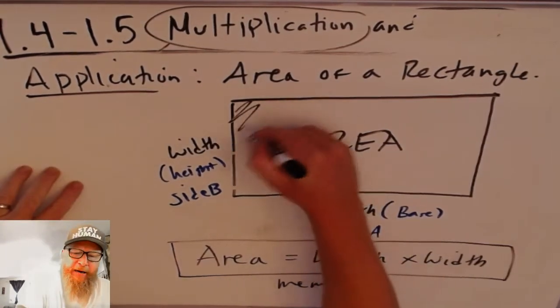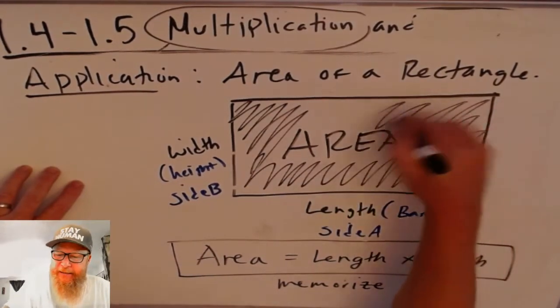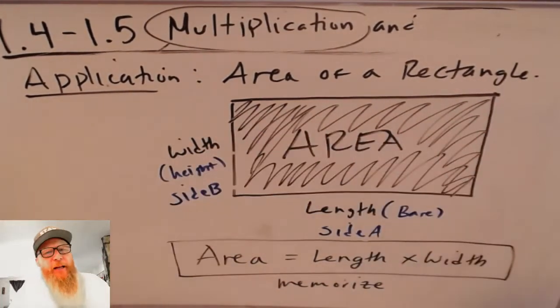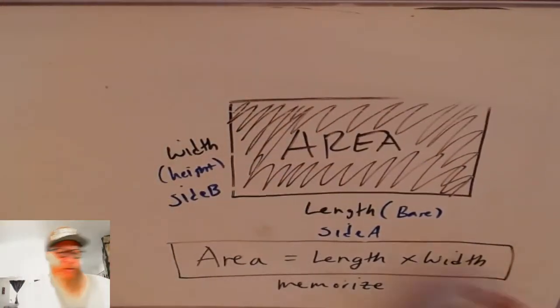So remember, area is not the same as perimeter. Area is the inside. Think of it like a rug, how much actual space is inside of it. Should we do one? I think we should.